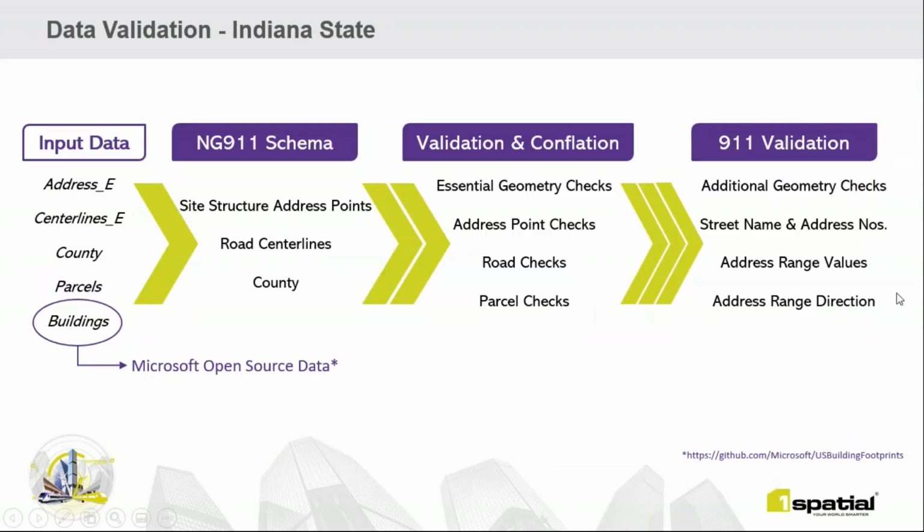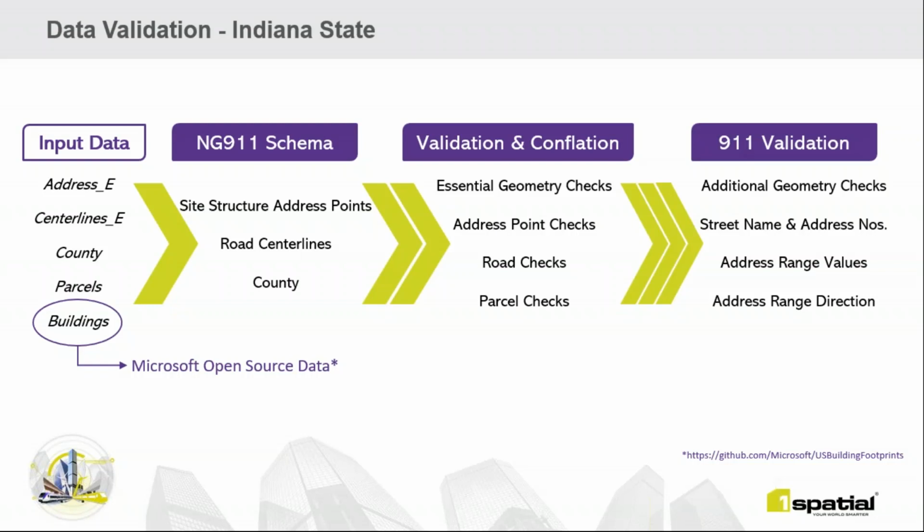All right. So for my first use case that I'm going to tackle here, I'm going to show you how we went about a small proof of concept that we did for the state of Indiana. The sample data we received from them, which is our input data over here to the left, consists of our address points, our road center lines, our county boundaries, and our parcel polygons.